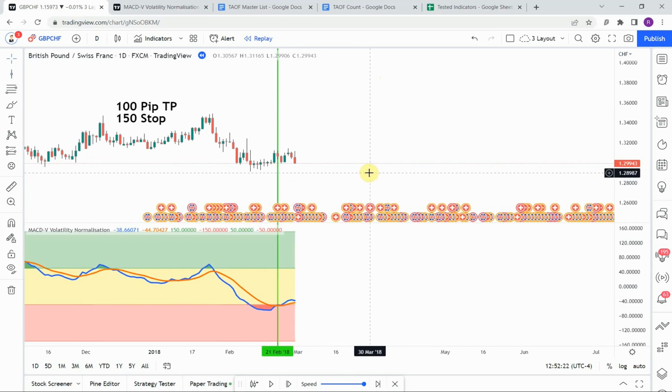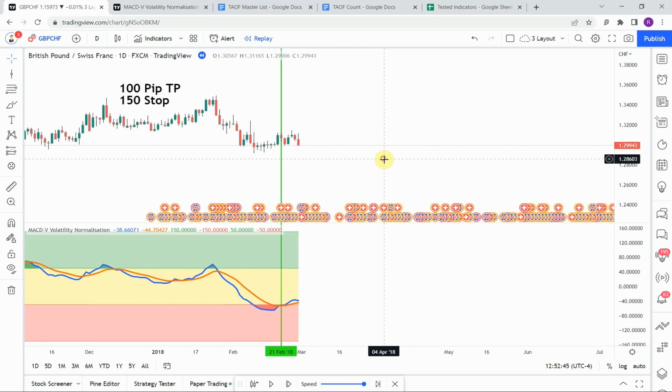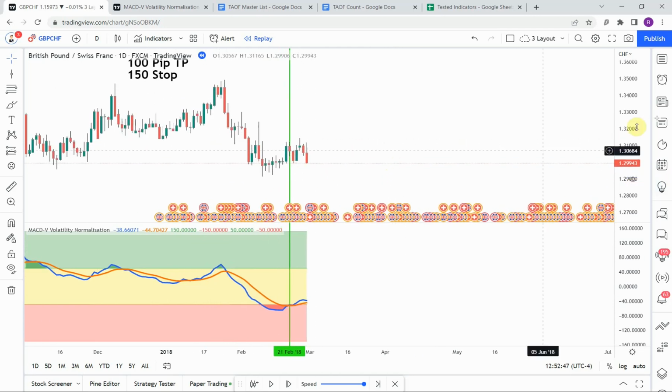Okay, so the first signal that we pick up is a long signal. I think I forgot to mention that when we get the push to the downside and the cross up above the MACD up above that signal line, that is going to be a long signal. When we are up above in the green and we get the MACD cross down below the signal, that's going to be a short signal. And so this one is a long signal here.